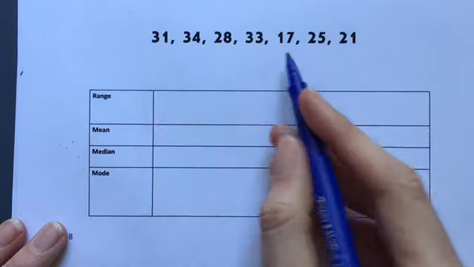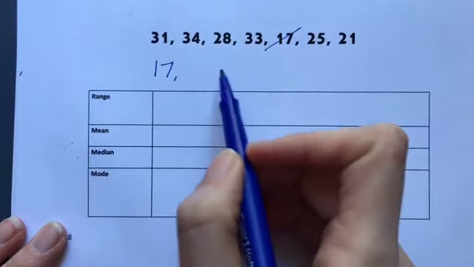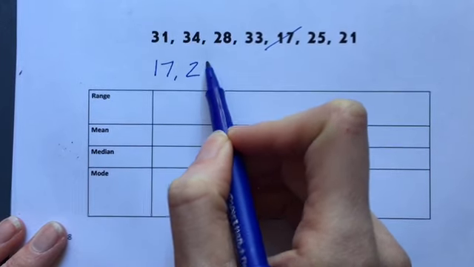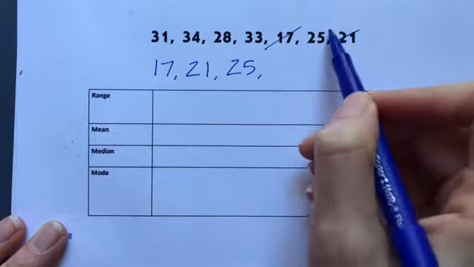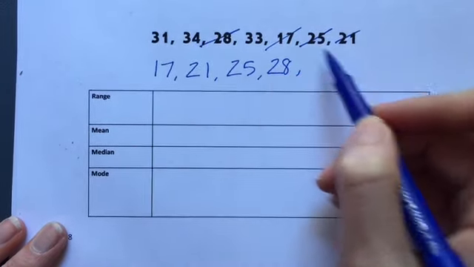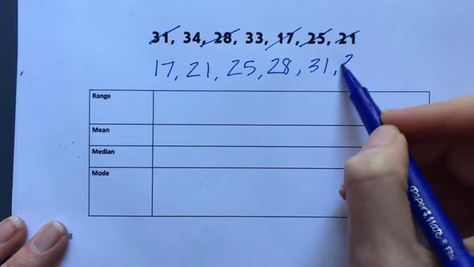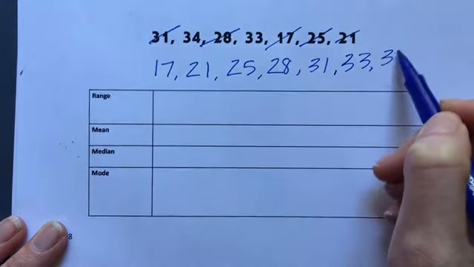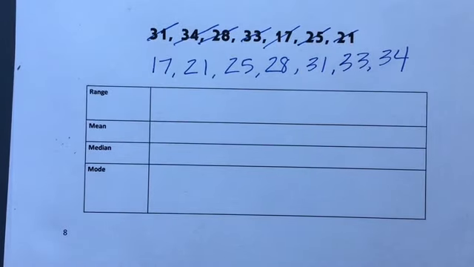All right, so the smallest number I have here is 17, and just kind of organizing my work here, and then I have 21, and then I have 25, and then I have 28, and then I have 31, and then 33, and then 34. This is really important. If you don't order your work, how will you know how to find range or median? Median's especially important to have it listed out.